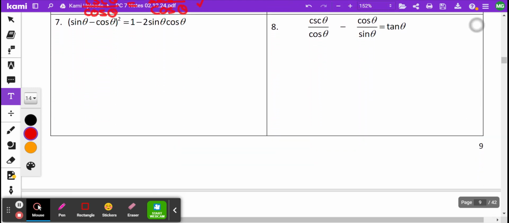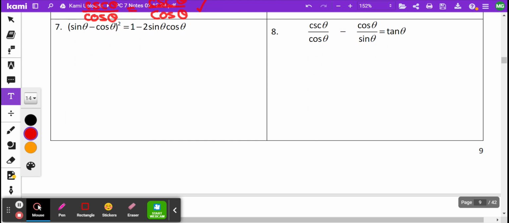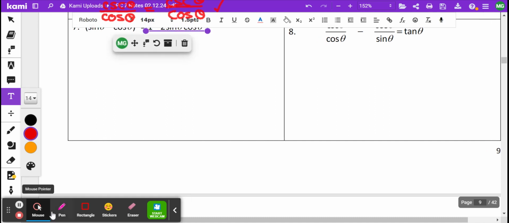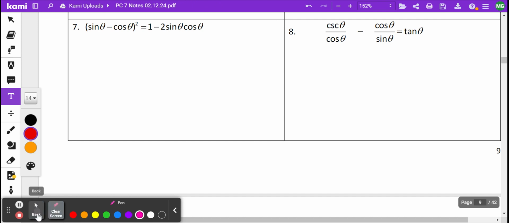Okay, next two. Now, this one on number 7, I know how I did it, but I can see a case for keeping the left side or the right side. Personally, I thought it was easier to keep the right side.